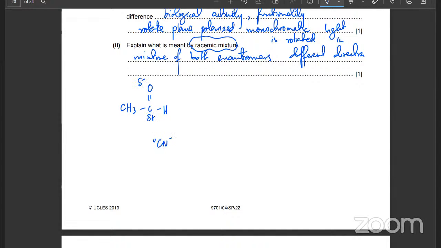There's a CN-1 that comes in, which attacks this carbon atom. And as a result, in the middle, the double bond electrons accumulate at the top, right? And the CN bonds at the bottom, and there's an H. And in the next step, the H+1 joins in. And you form cyanohydrins. So that is nucleophilic addition of aldehydes and ketones.